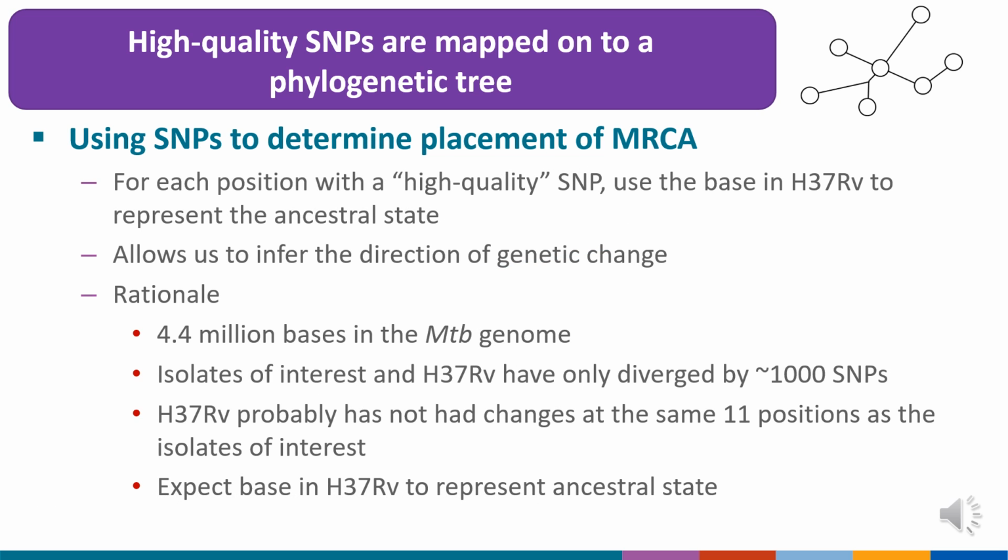So that was one way of thinking about it, where we made a tree with an outgroup, H37Rv, and then looked at the structure of the tree to see where the MRCA for the isolates of interest would be. Now I'm going to show another way to think about it, looking at the actual SNPs themselves. We're doing the same thing, I'm just approaching the explanation from a different perspective.